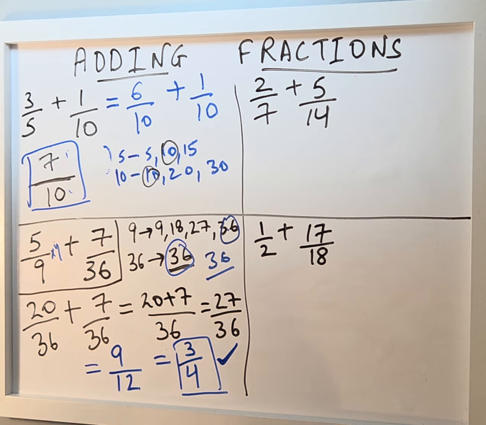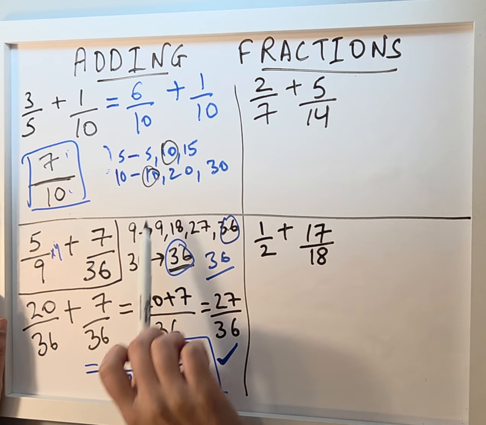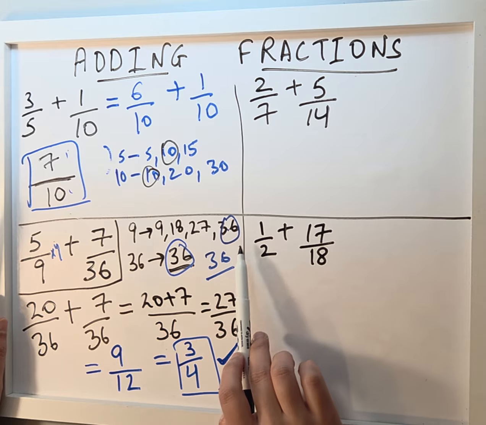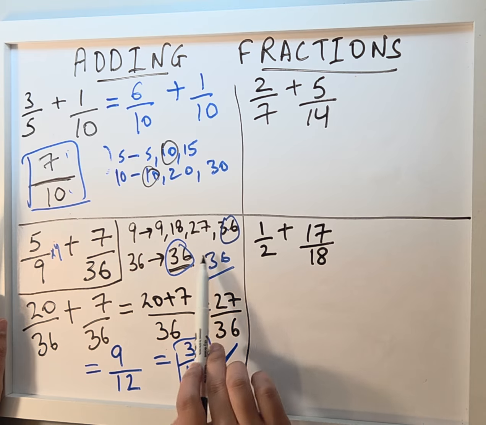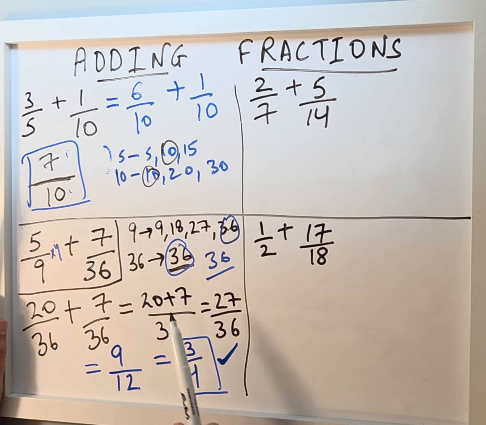So there are multiple steps. First we need to make the denominators the same, and for that we need to find the least common multiple. After we find that, we can directly add the numerators. And then we have to try to reduce it into the simplest form.